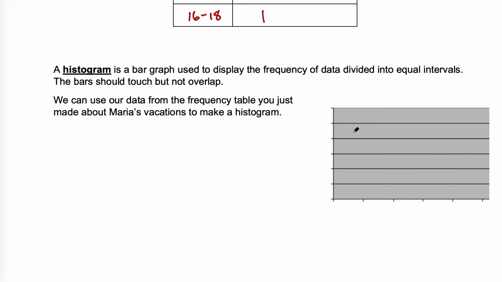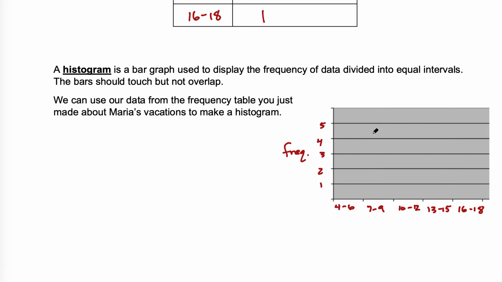So what I'm going to do is make my intervals match up with my frequency table. So I've got 4 to 6 days, 7 to 9 days, 10 to 12, 13 to 15, 16 to 18. And then on the side is my frequency. And we can number these if we want. And it works out pretty good just to go by ones.